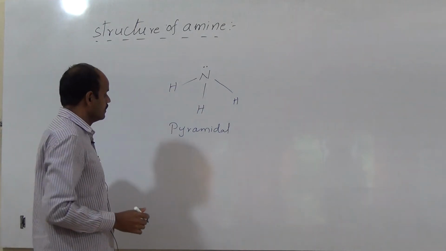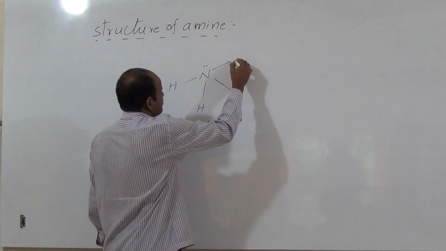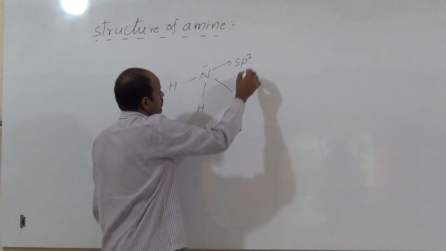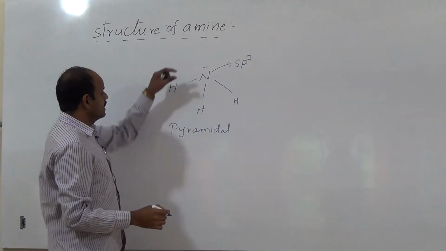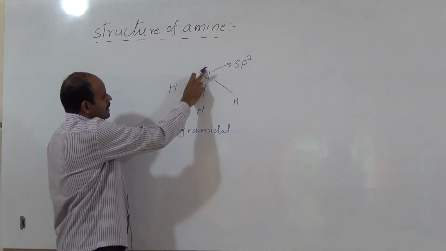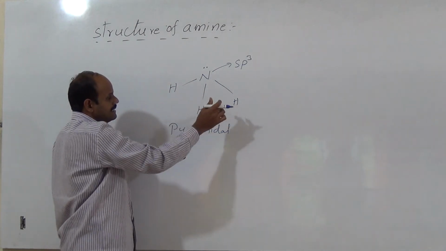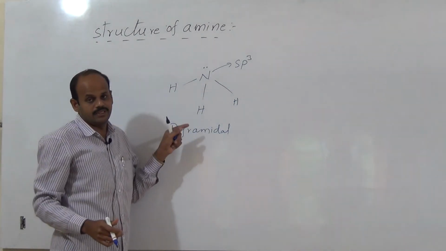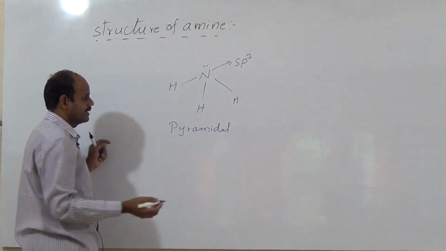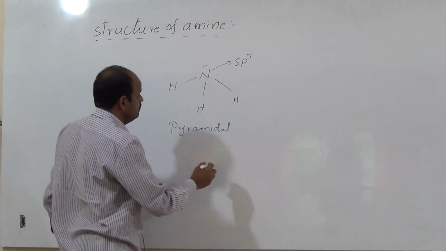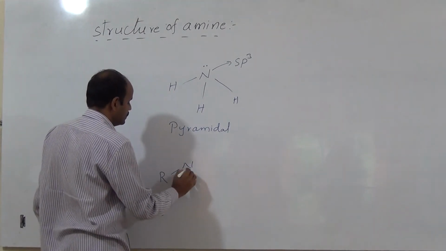And what is the bond angle? 107 degrees. Because here the nitrogen atom undergoes sp3 hybridization, but due to the presence of the lone pair of electrons, repulsions are created between the lone pair and bond pairs. Thus the bonds come closer, and the bond angle is less than 109 degrees 28 minutes.